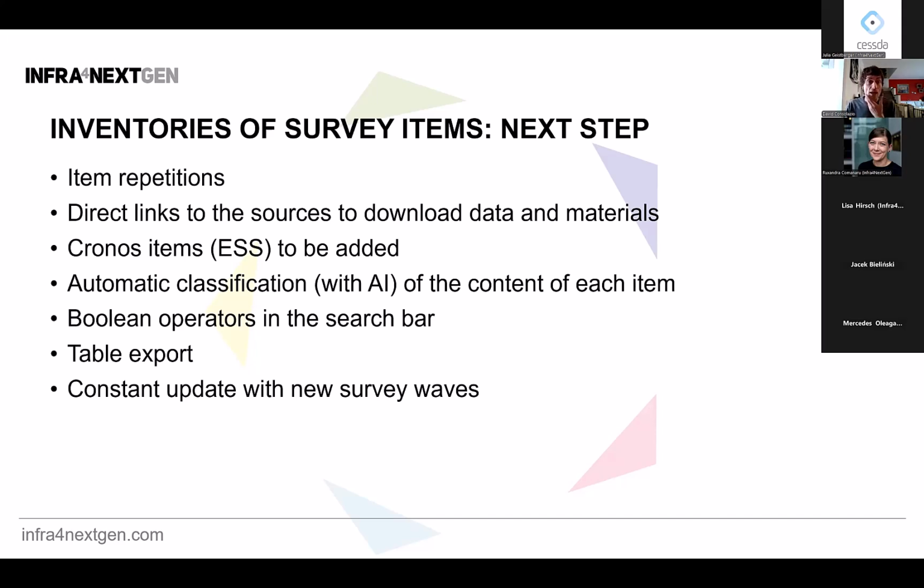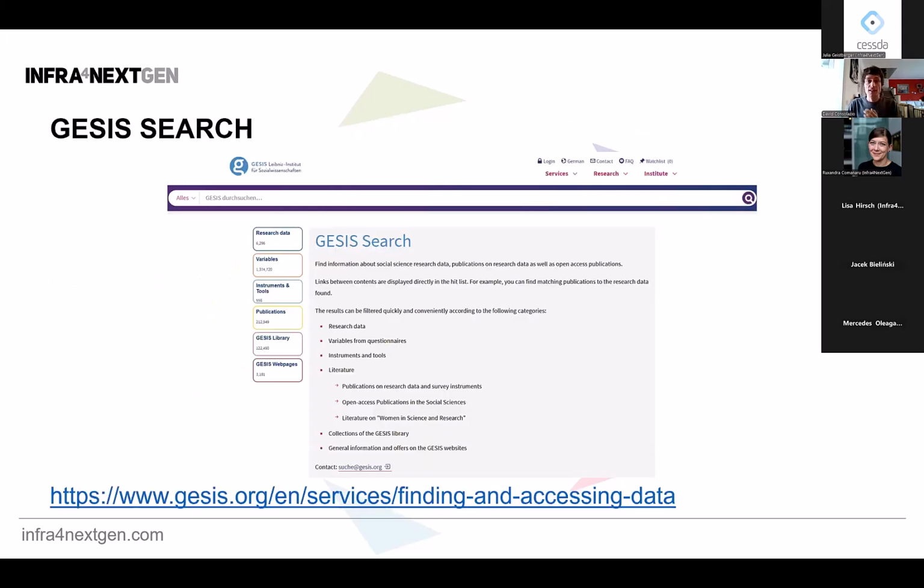So in this way, with some topics and subtopics, it will be possible to search by the content of the questions. And we are also thinking about enabling Boolean operators, so AND, OR, and the like, in the search bar, because at the moment it works just with the exact word that you type in. Of course, we will enable table export, so you can export the results of your filtering in PDF or Excel or whatever you like. And we will keep this tool constantly updated with new survey waves, at least within the course of our project. As there will be new waves of these surveys, we will put them in the tool. So this could be a very useful resource.